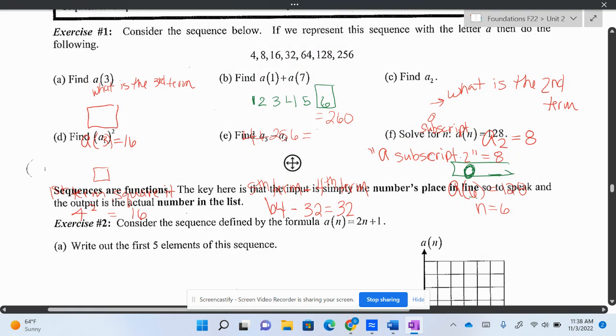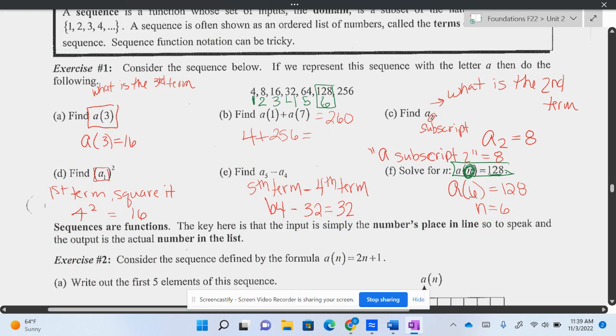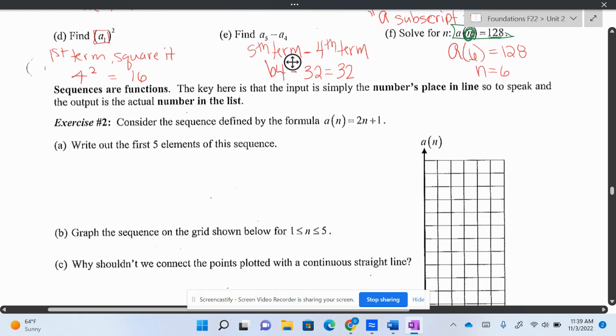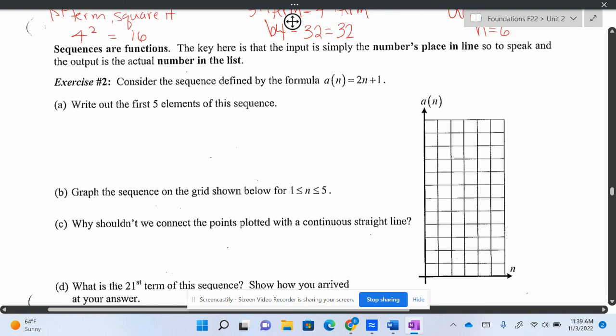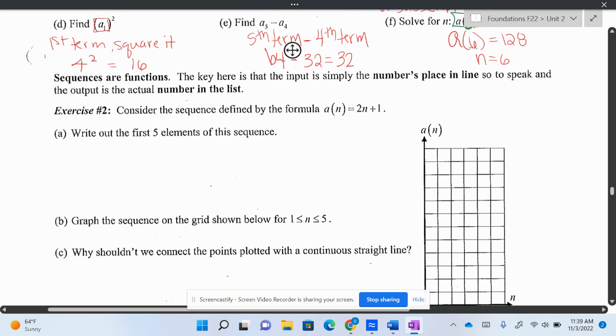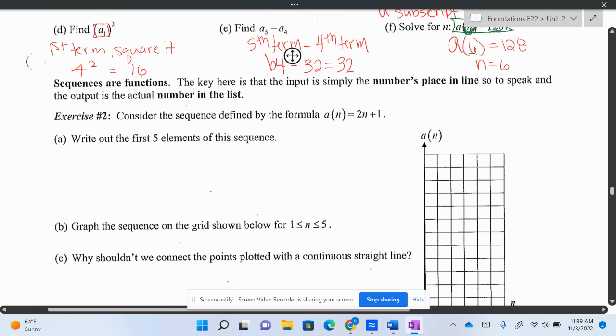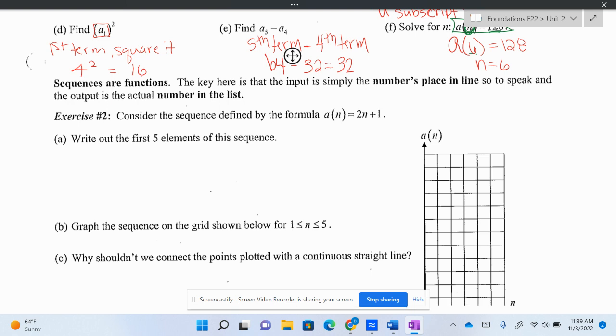So sequences are functions, and remember that we can represent a function with an equation, right? The only difference is that the output for your function is not going to be a line. We can't connect it because remember that our inputs are whole natural numbers, right? Okay. So we're going to look at this sequence.